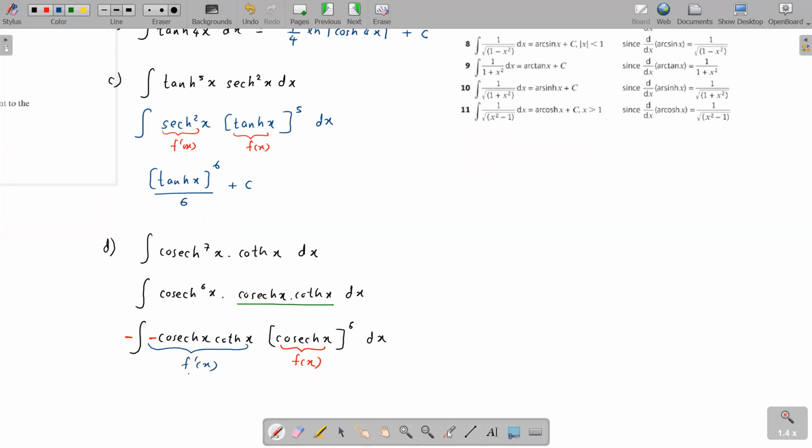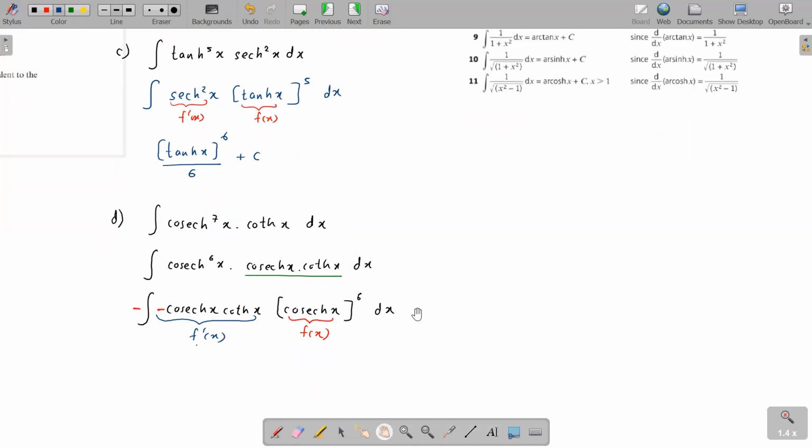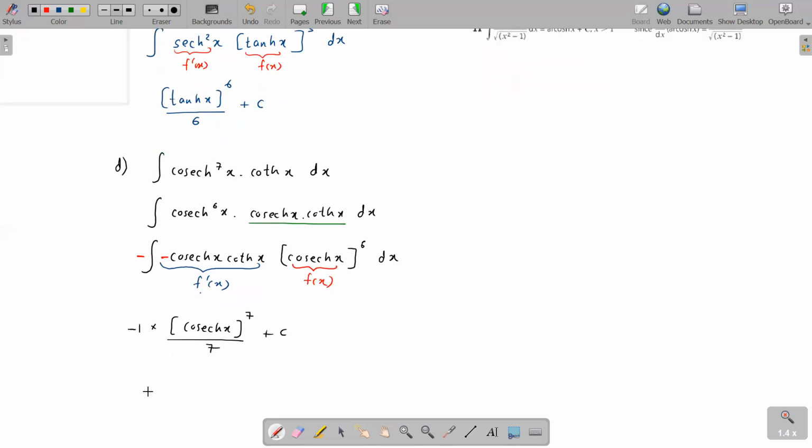So f dash x, f x to the power n is there perfectly now. Outside there's a minus 1, just leave it there. When you integrate, what happens? We add 1 to the power of f x, right? So minus 1 times f x is cosh x to the power, you add 1, 7, divided by 7 plus c. If I rearrange again, it's minus cosh to the power 7 x over 7 plus c. Can you all understand?